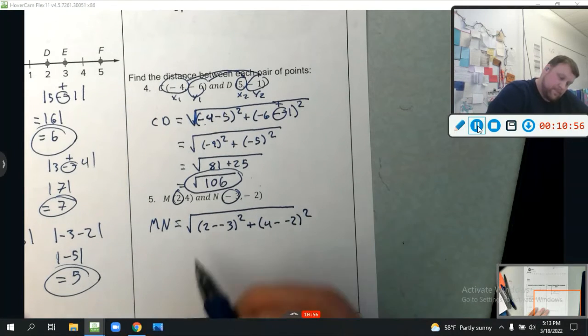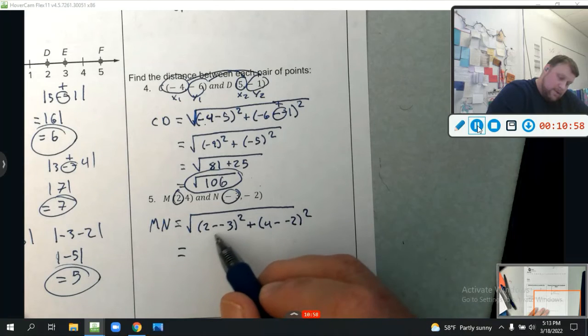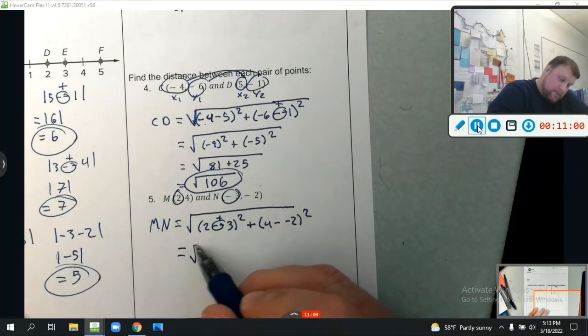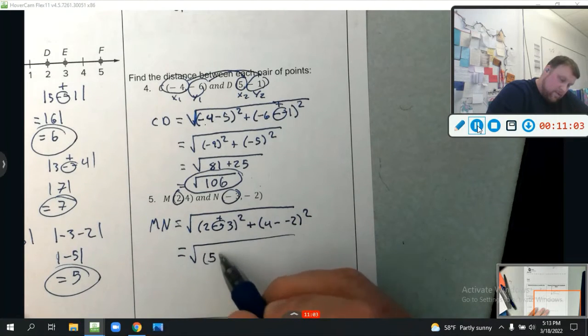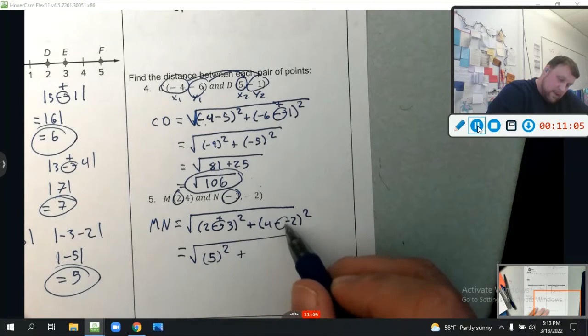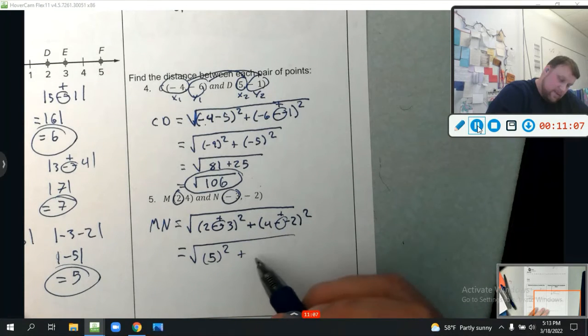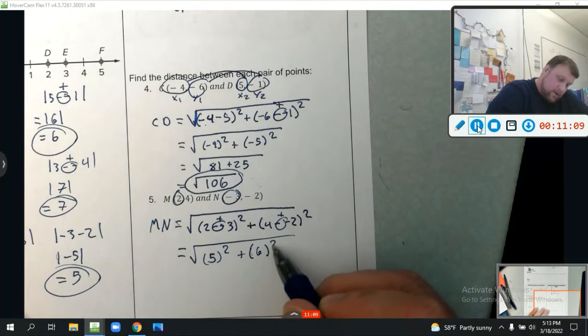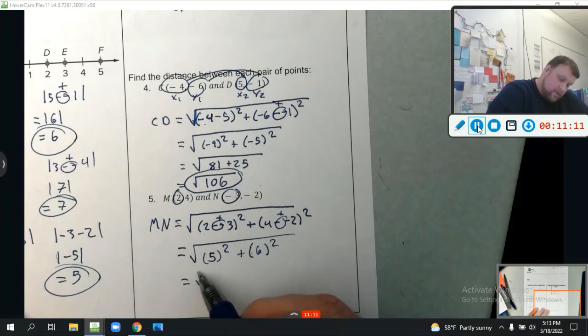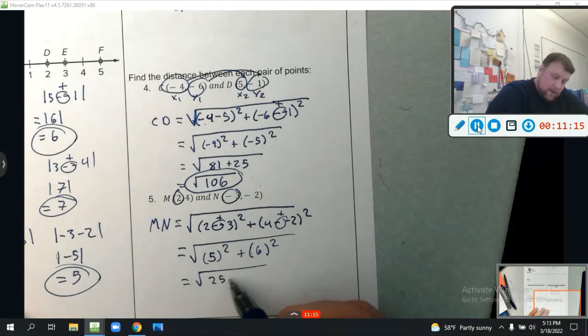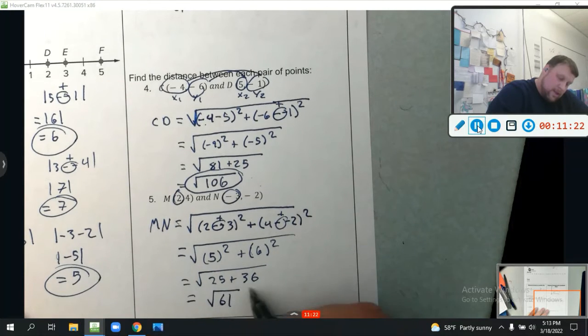That's going to equal, let's see, that becomes a plus. I'm going to end up with the square root of 5 squared plus 6 squared, because it's a plus. So this equals the square root of 5 squared, which is 5 times 5, or 25, plus 6 times 6, which is 36. So this equals the square root of 61. Again, not a perfect square. We're just going to leave it.